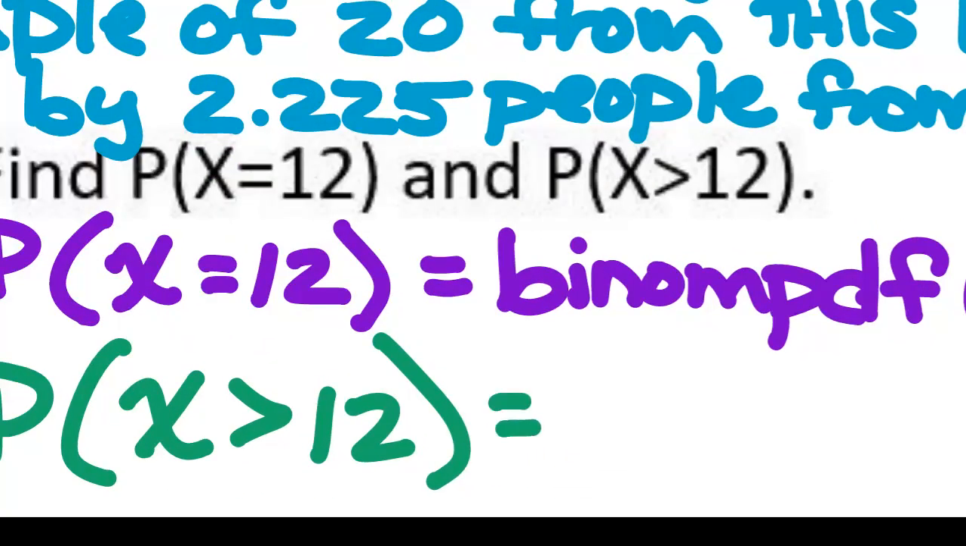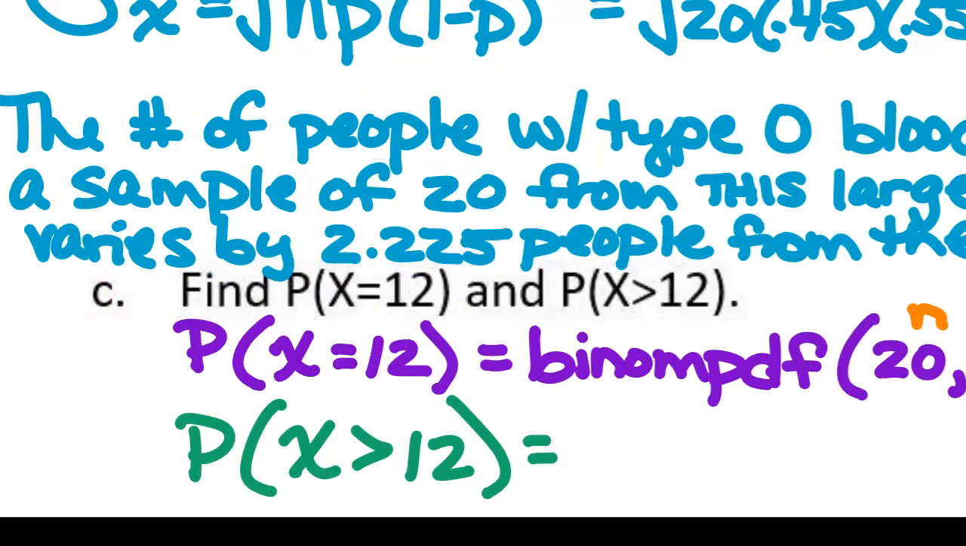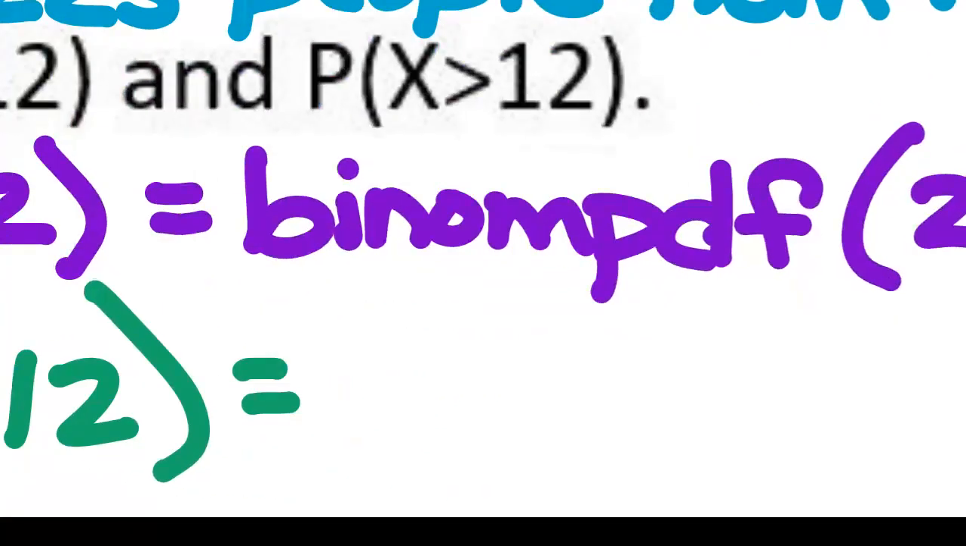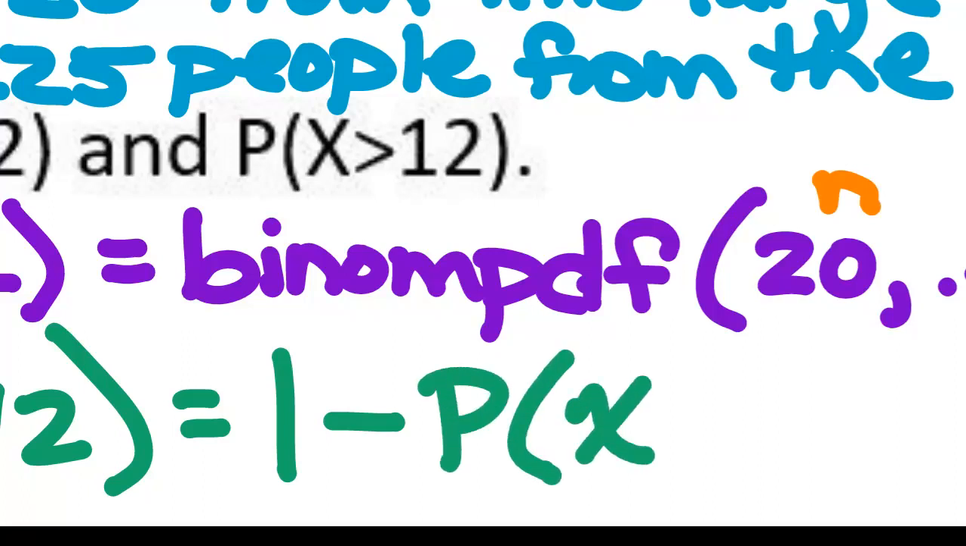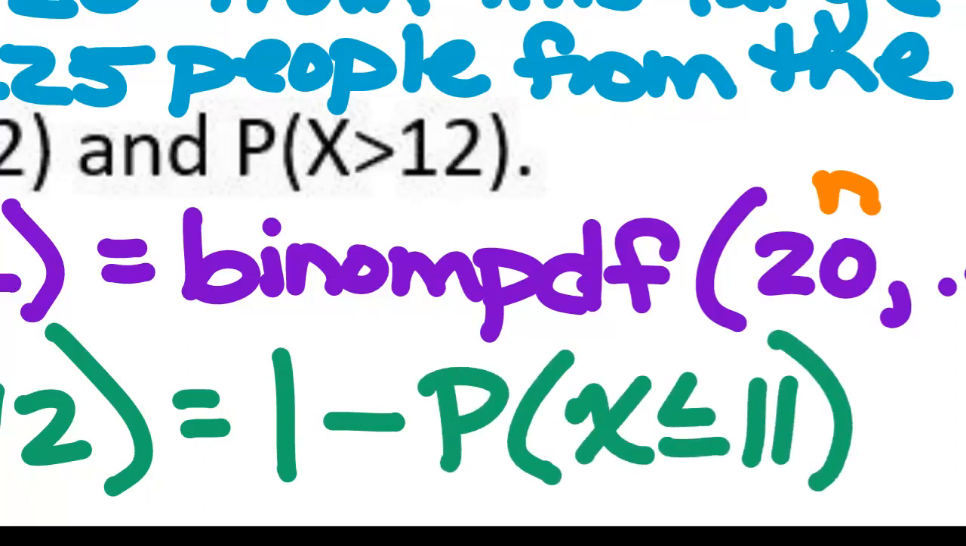All right, calculator does not do greater thans. Also, does calculator do just straight up less than? No, it does less than or equal to. And because we can't have parts of people, I don't really need to worry about something that's not a whole number, because I could never get 5.5 or 11.5 people with type O blood. Is this a PDF or a CDF then? CDF, so 1 minus the probability that X is less than or equal to 11.